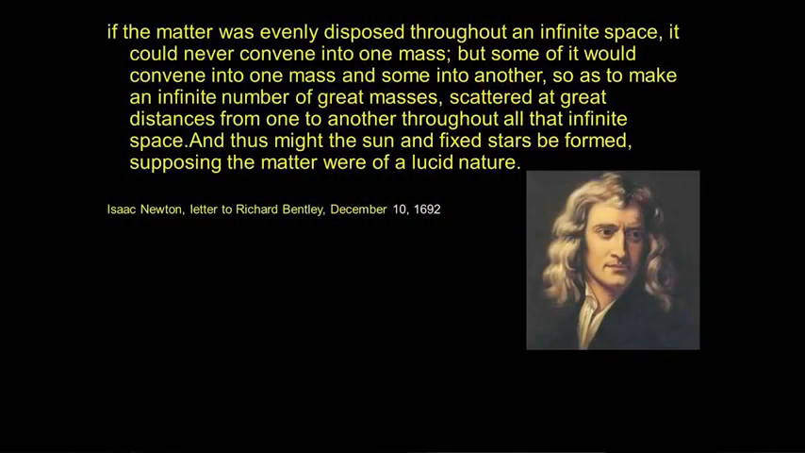His idea was something he wrote in a letter to a clergyman, Richard Bentley, who had asked him how he thought the stars were made. And this was Newton's response: If the matter was evenly disposed throughout an infinite space, it could never convene into one mass, but some of it would convene into one mass and some into another, so as to make an infinite number of great masses scattered at great distances from one to another throughout all that infinite space. And thus might the sun and fixed stars be formed, supposing the matter of a lucid nature.